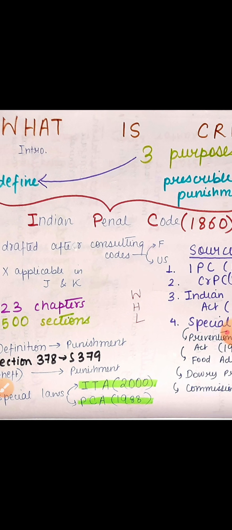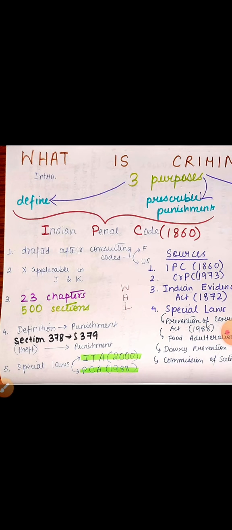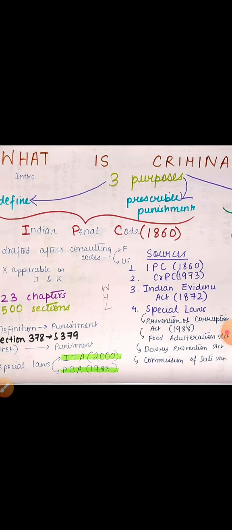Now, IPC 1860 is a very important source of criminal law too. Apart from IPC, the sources of criminal law also include CRPC and the Indian Evidence Act of 1872, which stipulates the kind of evidence which has to be admitted in court, what are the evidences that we need to consider, what are the things that we shouldn't consider or need not consider. Everything is laid out in the Indian Evidence Act of 1872.